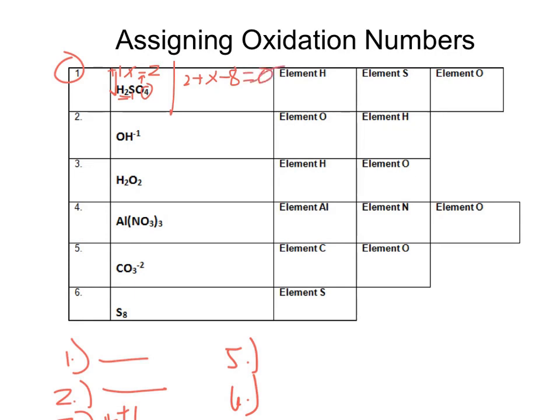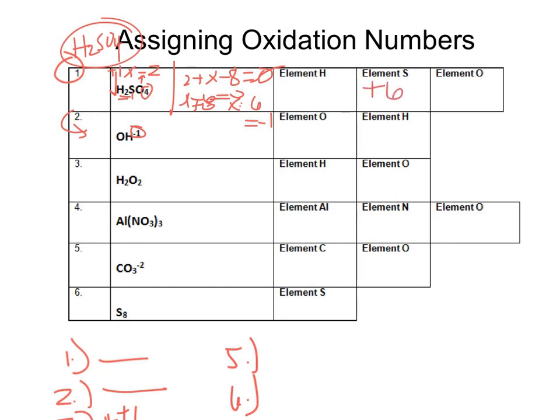Now, why did I equal it to 0? Because H2SO4 is a neutral molecule. When we get to number 2, that whole molecule has a charge, and so we would equal it to -1. Okay, so we're going to solve for X. 2 plus X minus 8 is X minus 6, and then add 6 to each side. So X, our unknown charge, is +6. And X was representing sulfur, so the oxidation number of sulfur is +6.